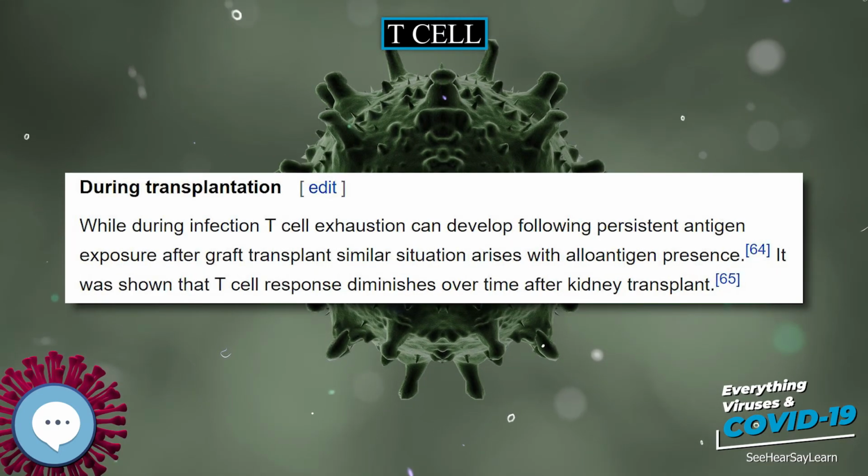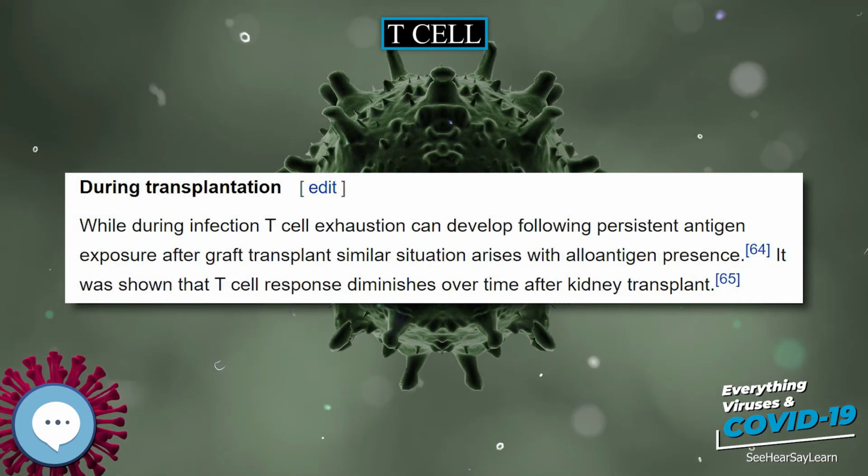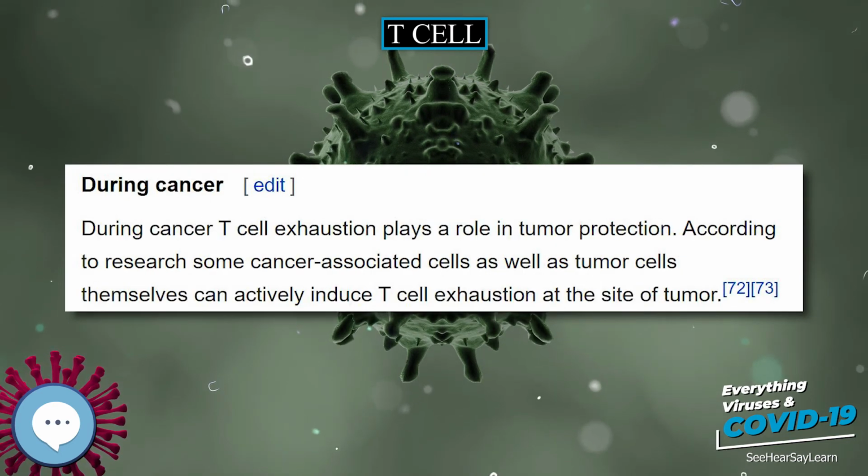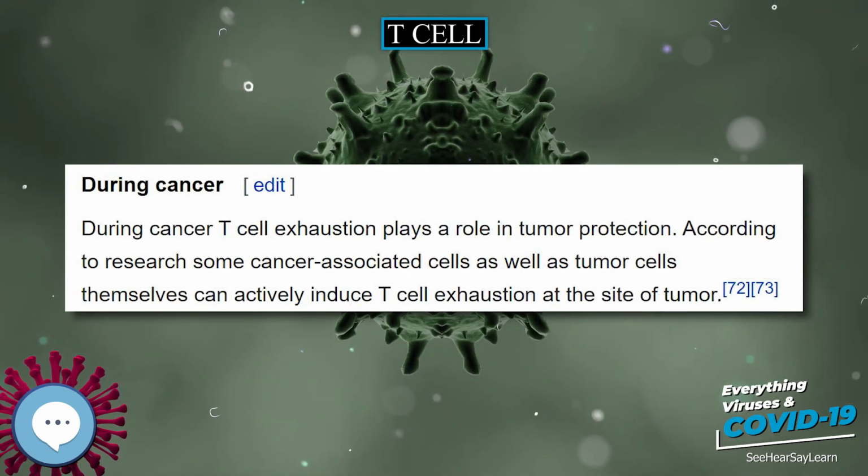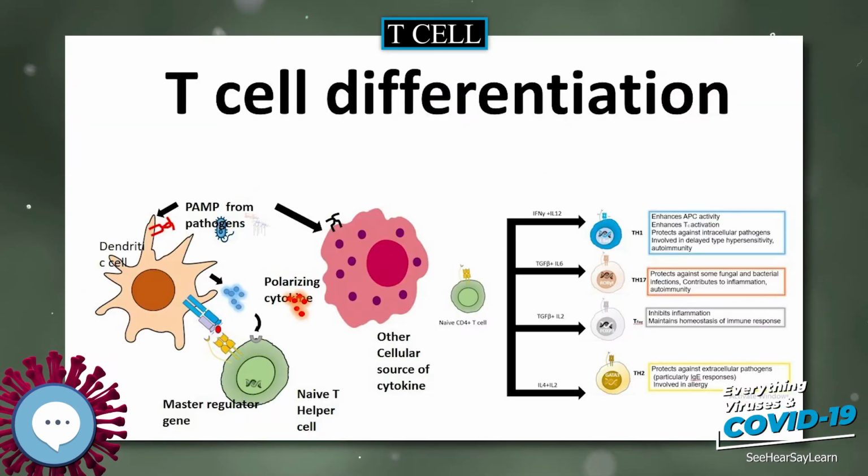Optimal CD8 plus T cell response relies on CD4 plus signaling. CD4 plus cells are useful in the initial antigenic activation of naive CD8 T cells, and sustaining memory CD8 plus T cells in the aftermath of an acute infection.